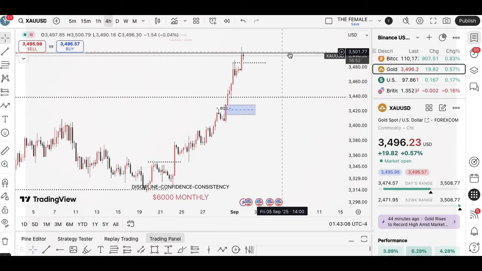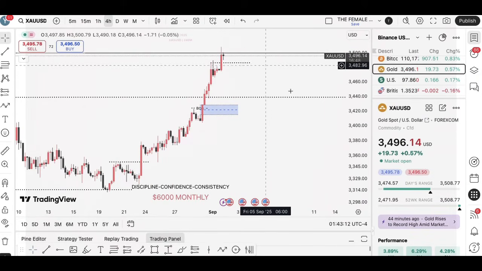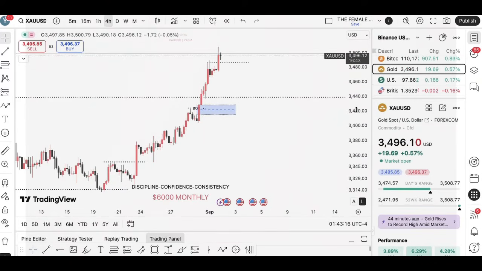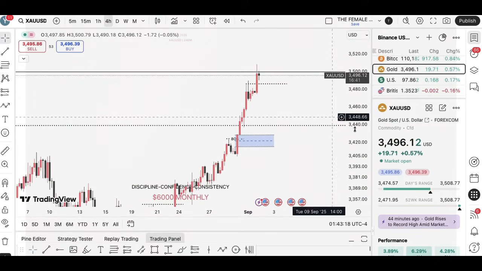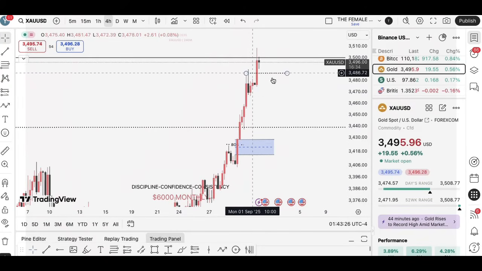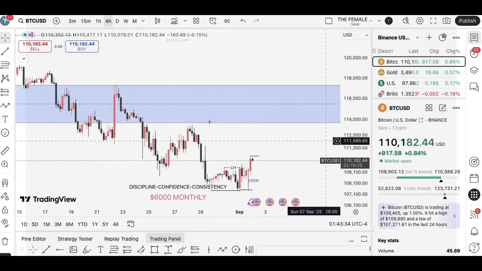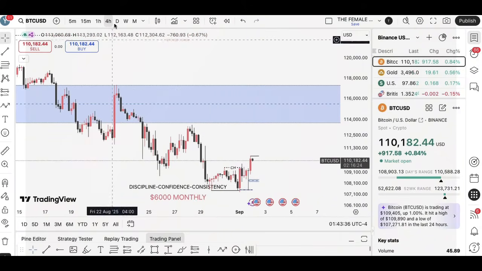Another pair that I was looking out for was gold. I wanted gold to tap into the 3,500 area, but it did that without me getting into the trade. Now, I saw a lot of people who took this trade, and their reason is very valid, because if you look very well, there's a fair value gap that price created here. So price tapped into the fair value gap for a bit, and it moved to the upside. There's nothing I can do about that for now.